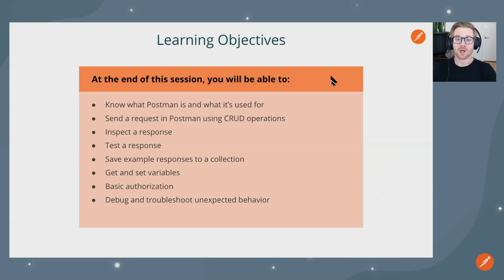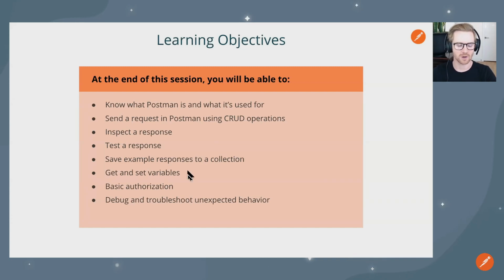Alrighty. So learning objectives. We're going into this assuming that folks are potentially new to Postman. And like Claire said, we see some folks in the chat that are new to Postman. So we want to give you the background of how to use it and get into some more advanced use cases if you're a developer. We talked a bit about what Postman is, what it's used for. We'll send a request in Postman using CRUD operations. We'll inspect the response, so see what we get back, be able to test it, saving examples to a collection, getting and setting variables.